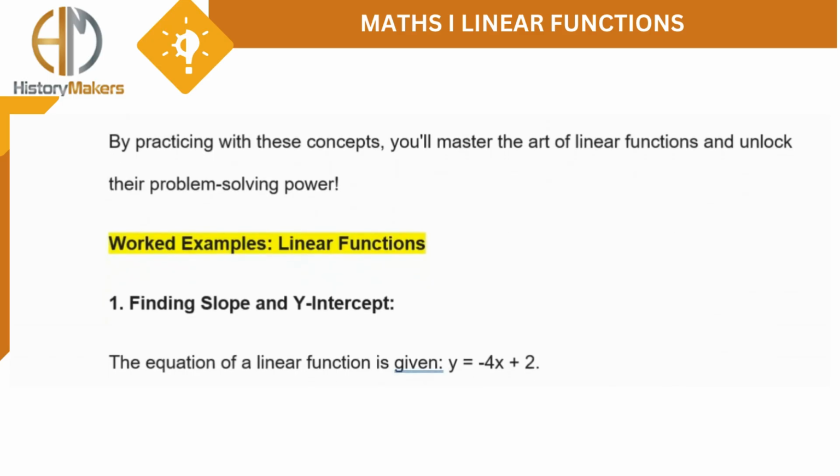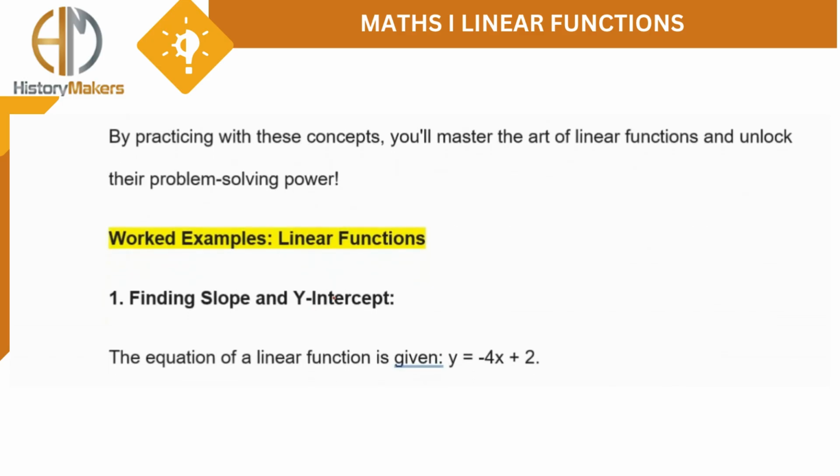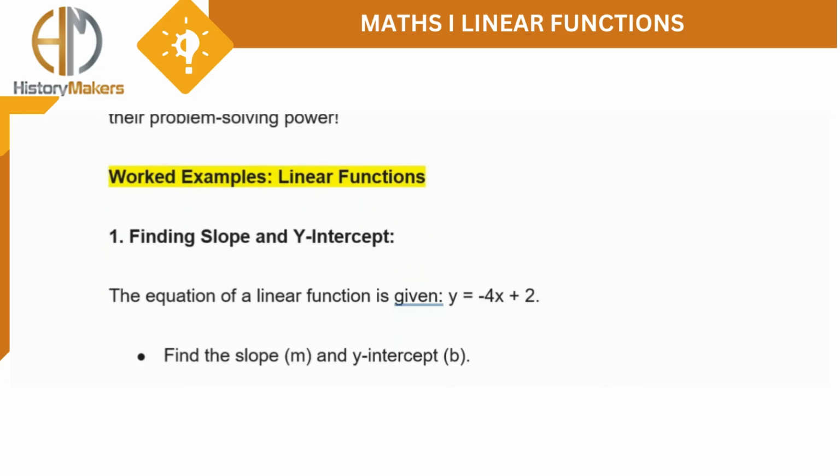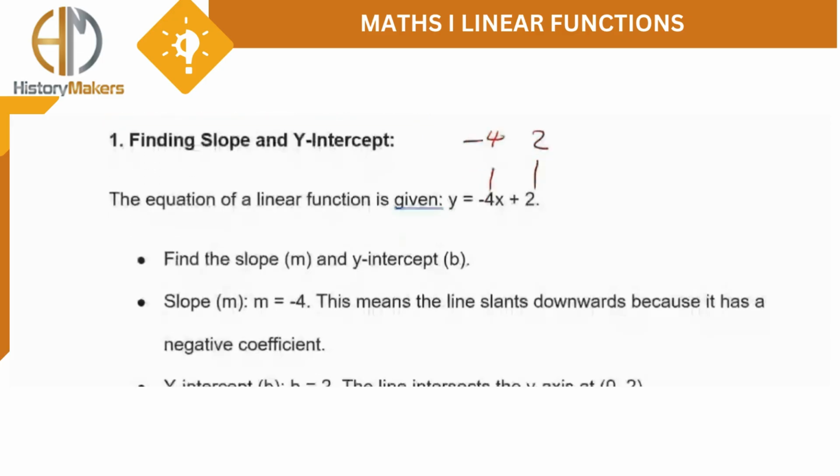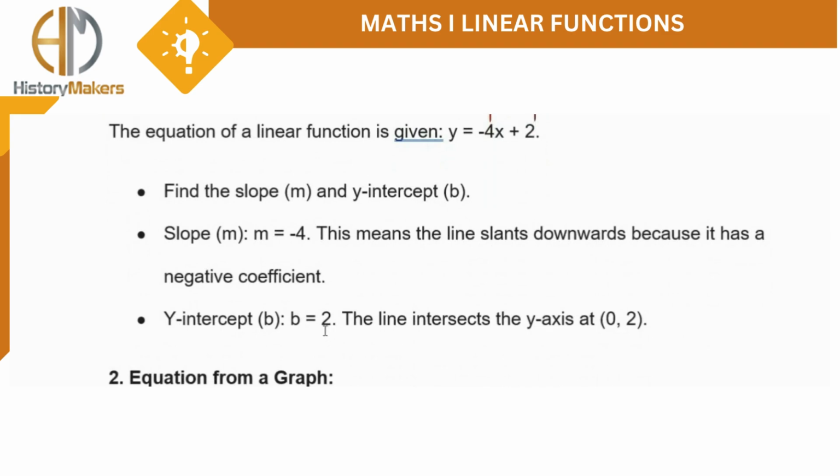Worked examples. Finding slope and y-intercept. The equation of a linear function is given as y equals negative 4x plus 2. Find the slope m and the intercept b. So the slope is negative 4 and the intercept is 2. This means that the line slants downwards because it has a negative coefficient. The y-intercept is b, which is 2. The line intersects the y-axis at (0, 2).